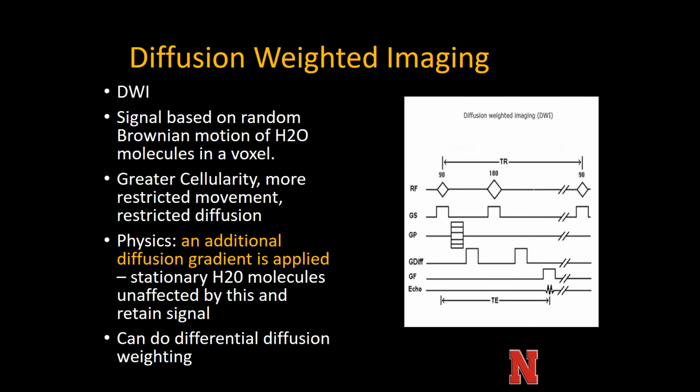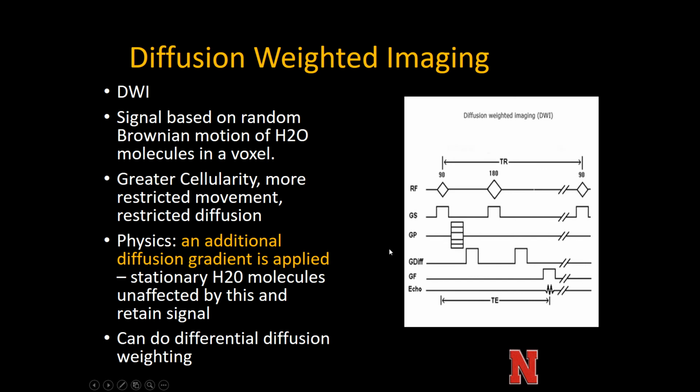What is the physics behind this? Well, the physics is an additional diffusion gradient is applied. So if you see an additional gradient here and it says D or diff on it, you're going to know that this is diffusion weighted imaging, right? So, this looks kind of like a routine T1 weighted pulse sequence, 90 180. The only key here is, in addition to your slice selecting gradient, your phase encoding gradient, your frequency encoding gradient, you have a new gradient, which is your diffusion gradient.